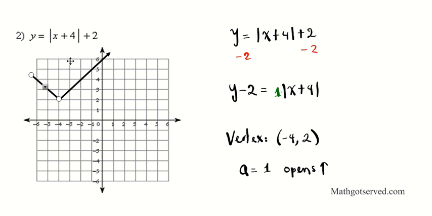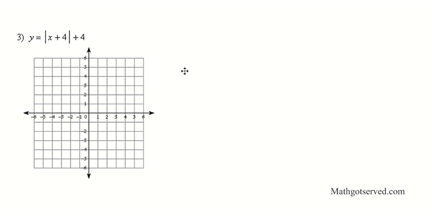Now, let's move on to the next question. Question number 3. We have y equals absolute value of x plus 4. So we're going to subtract 4 from both sides. Subtract 4, subtract 4. So we're going to have y minus 4 equals absolute value of x plus 4.